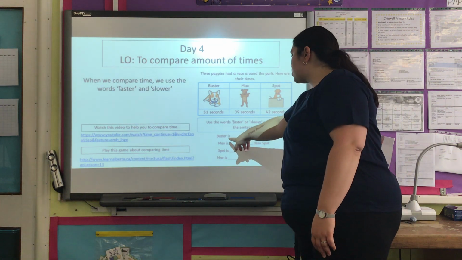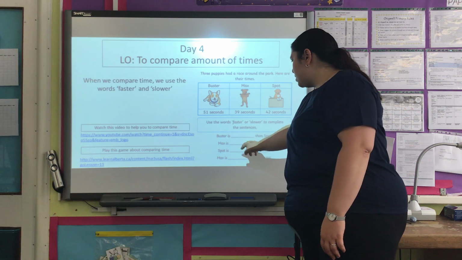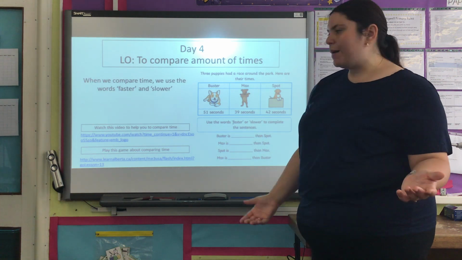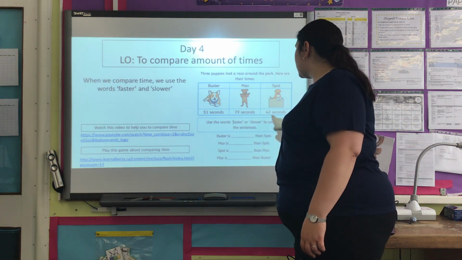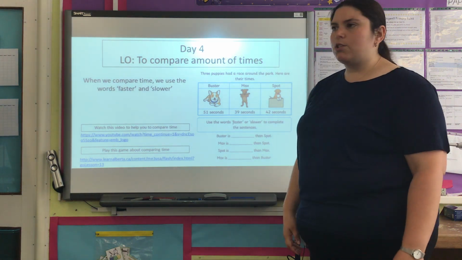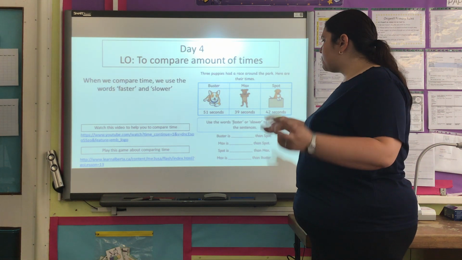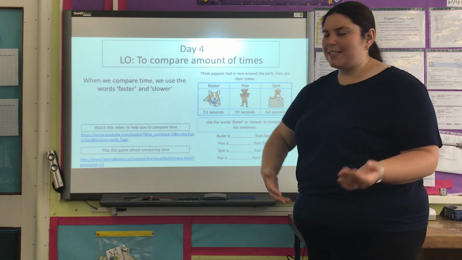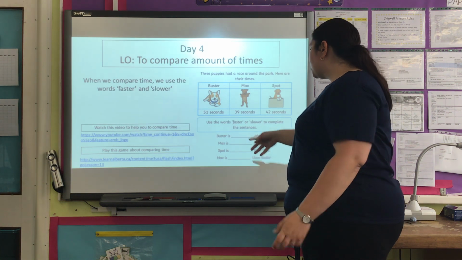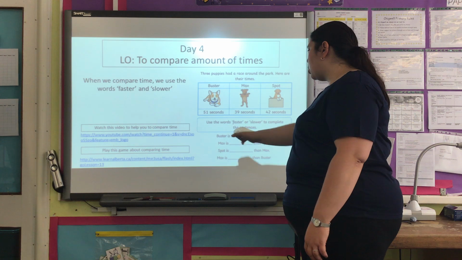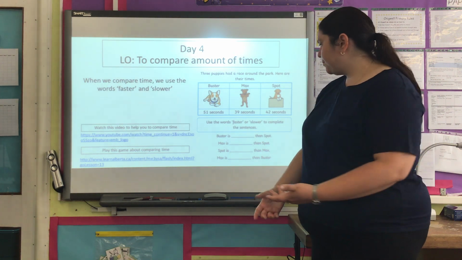If we have a look at the first one, Buster is something, then Spot. Buster took 51 seconds and Spot took 42 seconds. So we need to think, who was the fastest? Spot's the fastest because he has the least amount of seconds. So we're going to say Buster is slower than Spot because he took longer.